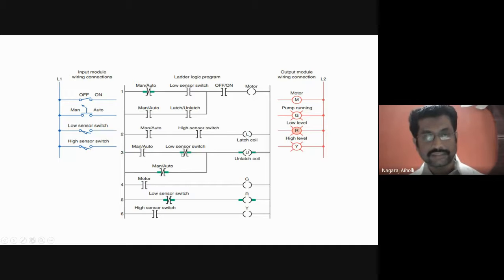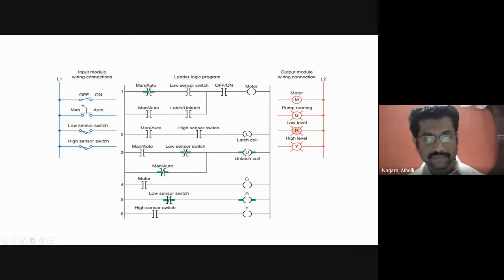When the motor is energized here, what is happening due to the closed condition of the motor? This is not examine if closed; this is examine if closed. So the motor is energized, and hence the green LED will be turned on. What is the green LED indicating? You can look here, status of the green LED: pump running. The pump is in running state.